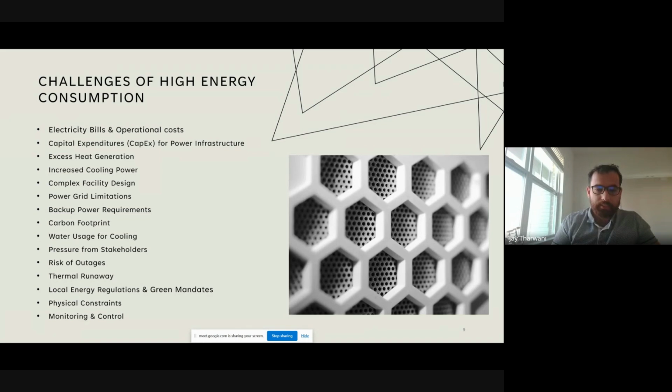Okay. You have local energy regulations and green mandates, and then you have physical constraints on how big the server farm can be, how tall a particular server enclosure cell can be, and many other things. I don't come from the server infrastructure domain, but I do have some visibility into what can happen. So those are some physical constraints, right?